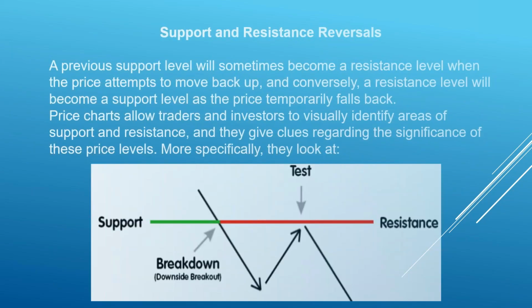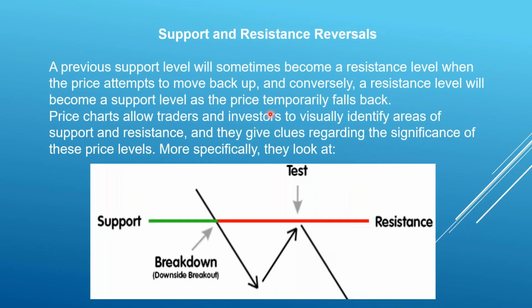So let's move on to the support and resistance reversal. This is a very important concept, okay? When a support level is broken, it becomes a resistance level. When the price attempts to move back up and couldn't, it now becomes a resistance, and vice versa. When a resistance level is broken and the price retests, it becomes support.